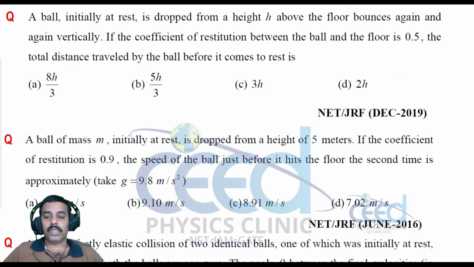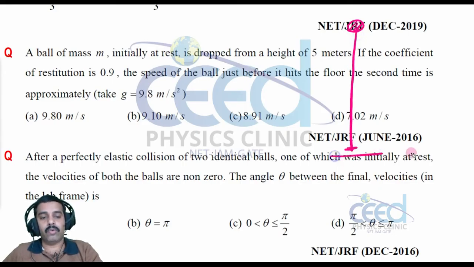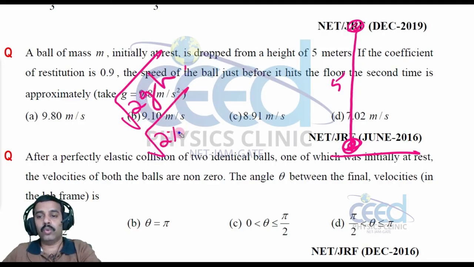Now another question is, a ball of mass m initially at rest is dropped from a height h equal to 5 meters. If the coefficient of restitution is 0.9, the speed of the ball just before it hits the floor the second time is. So the first time, before hitting the ground, what is the velocity? It falls a height 5 meter. So root 2gh, right? That is root 2 into g, we can take as 9.8, into h, 5, right?